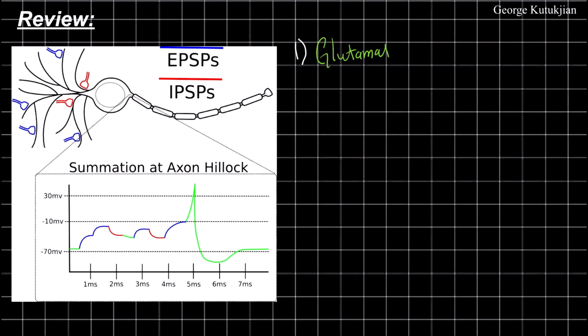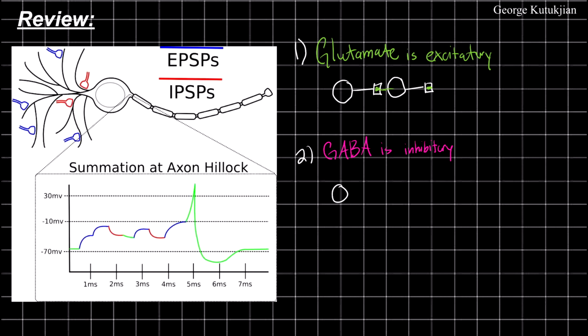Okay, so let's review this one more time. Glutamate is an excitatory neurotransmitter, and it's going to cause an influx of sodium ions in the postsynaptic neuron, which helps generate an action potential, which is why it is an EPSP. GABA is an inhibitory neurotransmitter, and it's going to cause an influx of chloride ions in the postsynaptic neuron, which makes it more negative and less likely to start an action potential, which is why it is an IPSP.